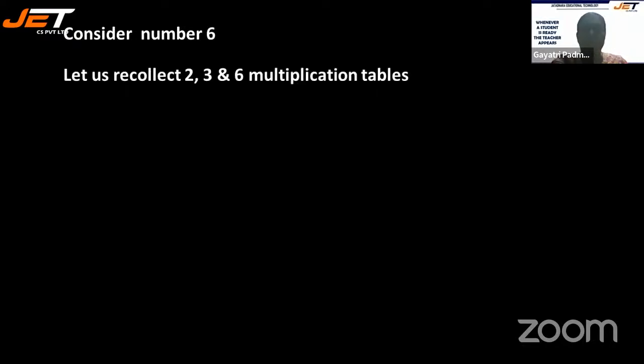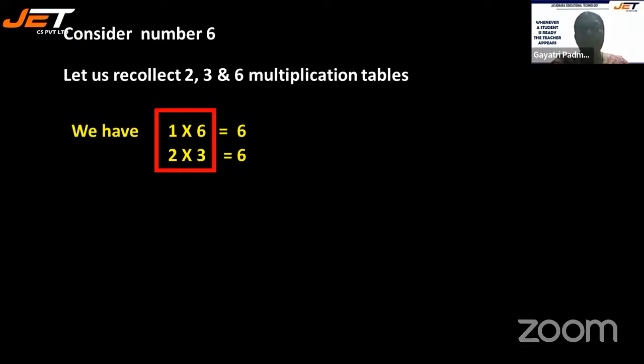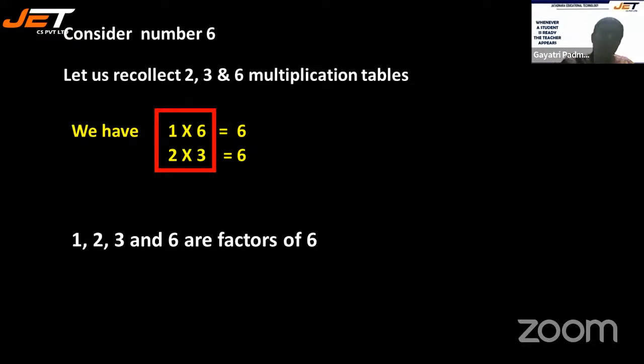Now consider the number 6. Let us recollect the 2, 3, and 6 multiplication tables. How do we get the number 6? 1 six is 6. 2 threes are 6. So therefore, the factors of 6 are 1, 2, 3, and 6, because the number itself is a factor. 1 into 6 is 6, isn't it? So 1, 2, 3, and 6 are the factors of 6.